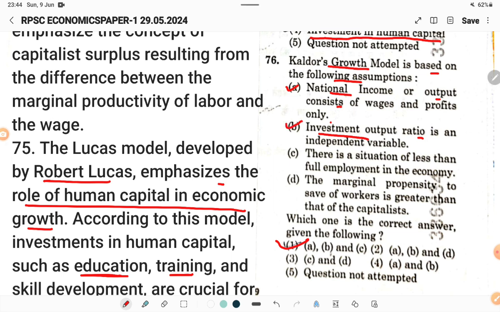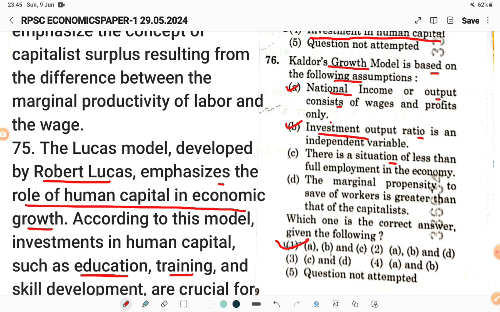Now the third assumption C: there is a situation of less than full employment in the economy. This statement is also correct here. This assumption suggests that the Kaldor model operates in a context where the economy does not operate at full employment. This can be due to various factors such as cyclical downturns, structural inefficiencies, or frictional unemployment. The model explains how growth occurs within such conditions.